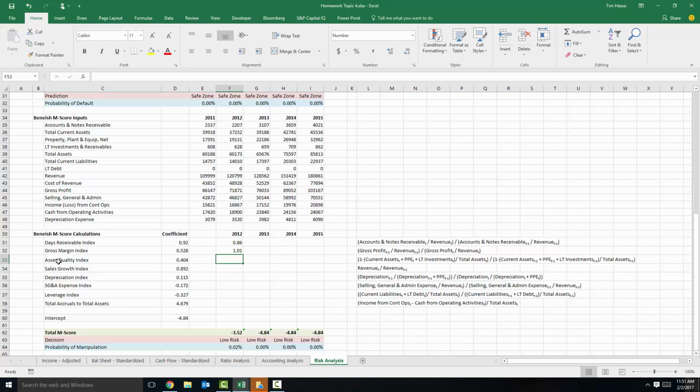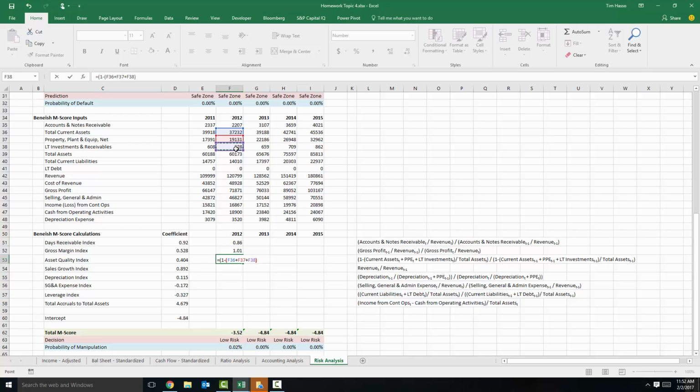Now the third variable is asset quality index, and here it's a very long formula. As you see, it's within brackets, 1 minus, open up another bracket, then you add a few different assets and so on, and you divide it by total assets. So what we're going to be doing is again equal to, open up a bracket, 1 minus, open up another bracket, current assets this year plus property, plant, and equipment this year plus long-term investments this year.